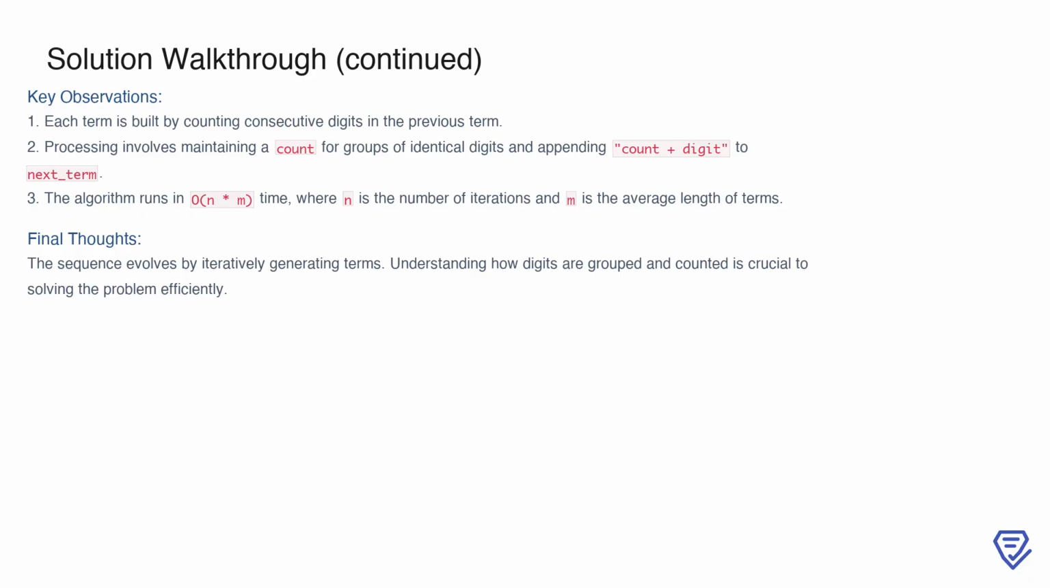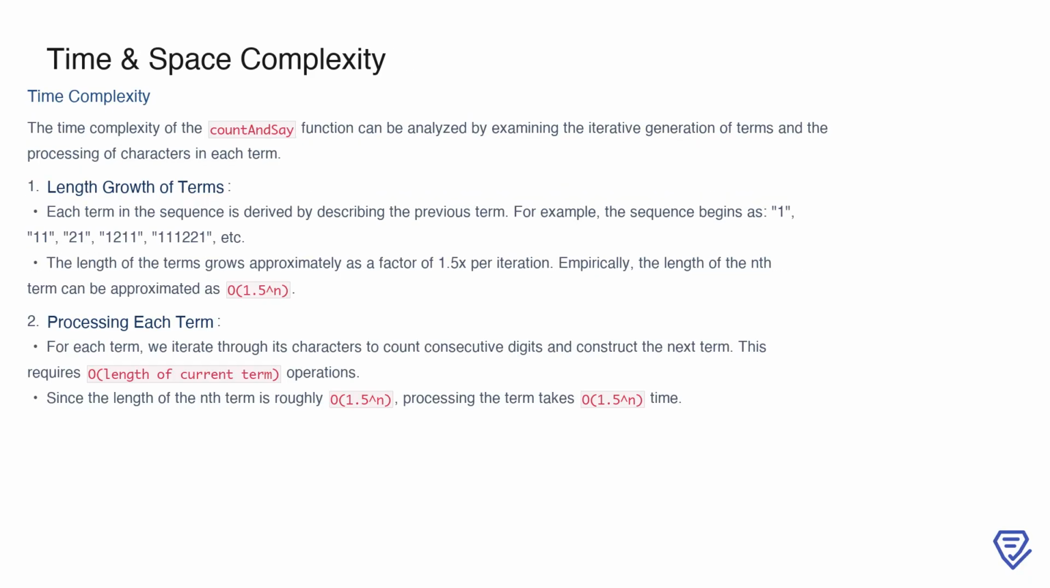To analyze the time complexity of the count-and-say function, we start by examining how the terms in the sequence are generated and processed. Each term describes the previous term, leading to a sequence like 1, 11, 21, 1211, 111221, and so on. The length of these terms grows approximately by a factor of 1.5 with each iteration. Empirically, the length of the nth term can be approximated as O(1.5^n).